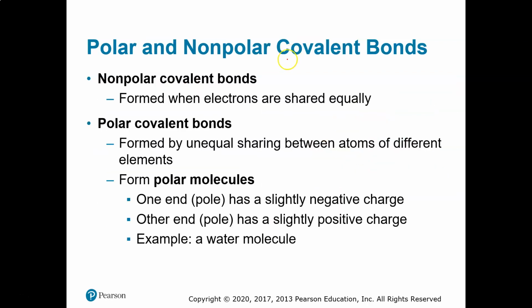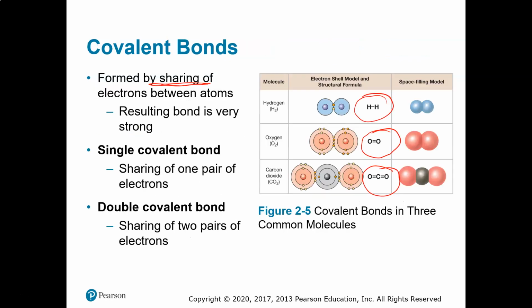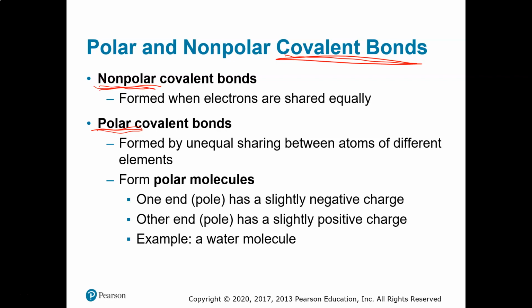Now, covalent bonds can be classified as nonpolar or polar. And this is going to be very important in their chemical properties and the characteristics of these molecules. So in all of these examples, hydrogen gas, oxygen gas, carbon dioxide, the electrons that are shared between atoms are shared equally. When they are shared equally between atoms, we call those nonpolar.